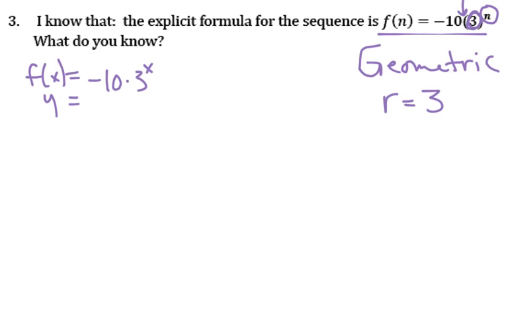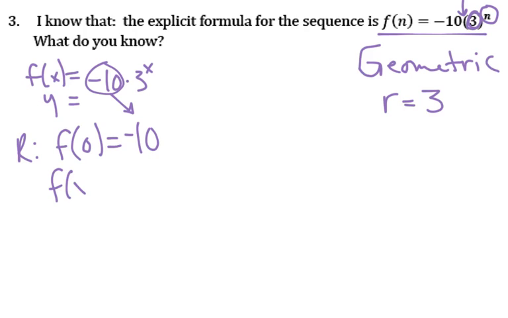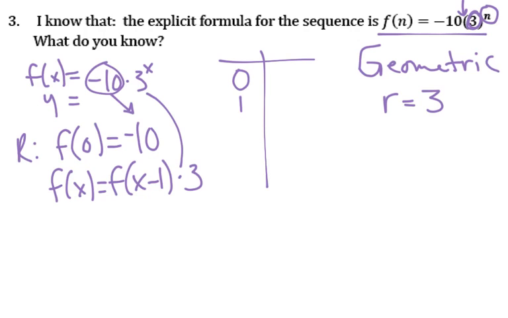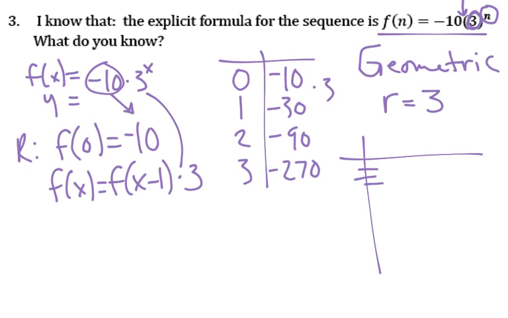Okay, could I make my recursive? Yeah, easy. F of 0 is going to equal negative 10, because that's the starting number, and then f of x is going to equal f of x minus 1, and I'm going to multiply by 3. So there's my recursive. Could we make a table out of that? Yeah. Start at negative 10, times by 3, negative 30, negative 90, negative 270, and so on. Could we graph that? Yeah, easily. That would take a lot of numbers, but it's basically going to be going down pretty quick, right?